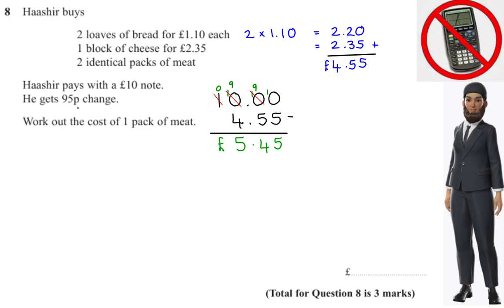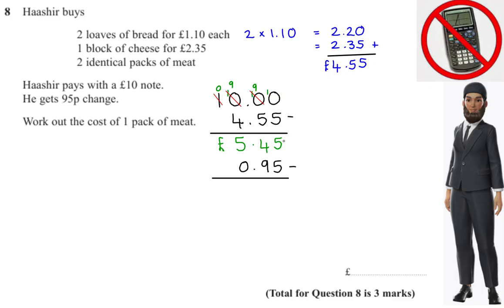£5.45. We also now need to take away 95p from here, so we may as well do it directly below that. So in fact, let me just change the colour. Let's take away £0.95. We'll do a takeaway right over there. Let's get rid of this. Let's place this over here.